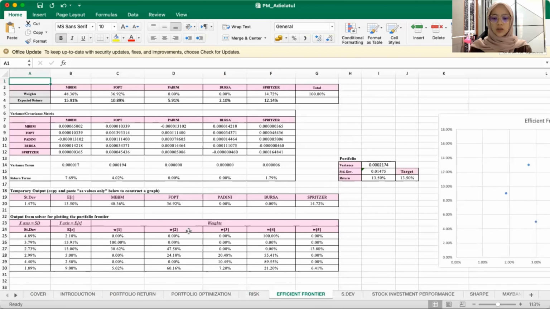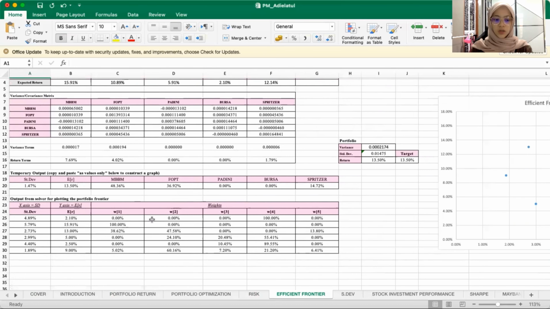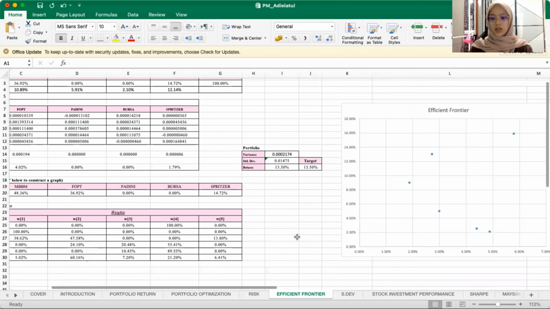Moving to the next sheet, which is the efficient frontier. For this sheet, I have put the data of variance and covariance here in order to ease the calculation of the efficient frontier. I have decided to use the Solver function in order to find the efficient frontier, and here is the graph.